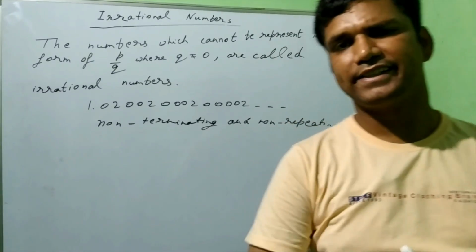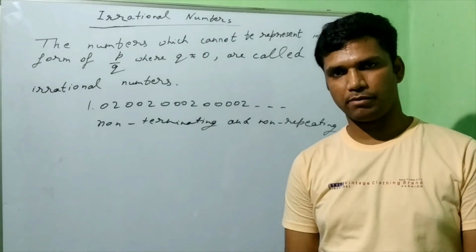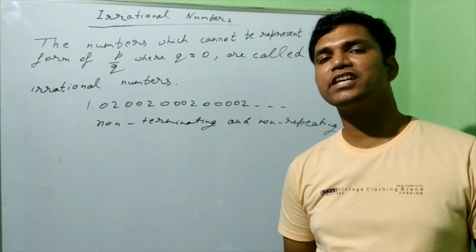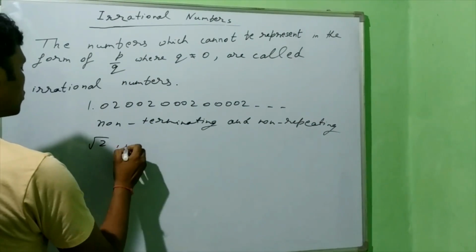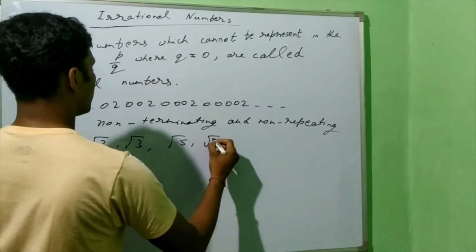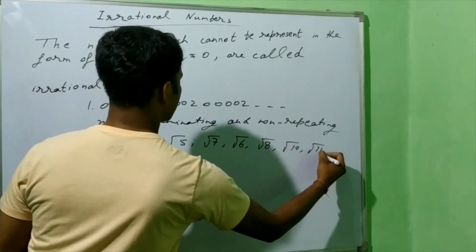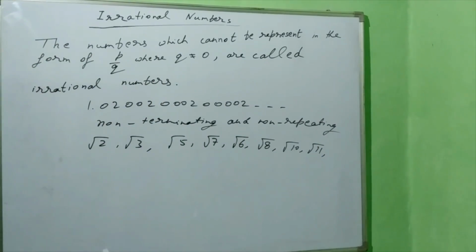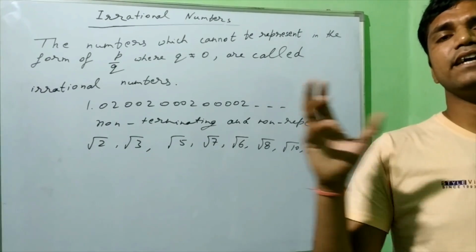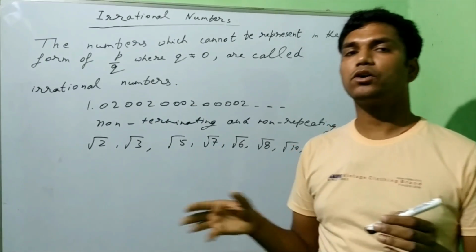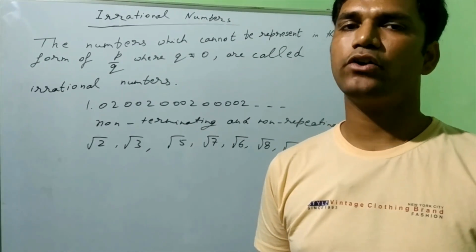We must also know that the square roots of non-perfect square positive numbers are also irrational numbers, because their decimal representation is also non-terminating and non-repeating. For example, root 2, root 3, root 5, root 7, root 6, root 8, root 10, root 11 and so on. These are non-perfect square numbers and their square roots are irrational because their decimal representation is neither repeating nor terminating.